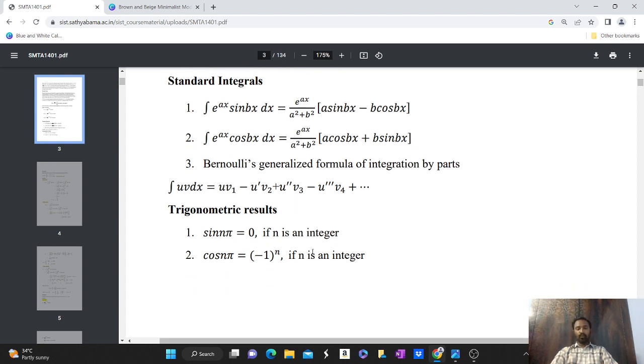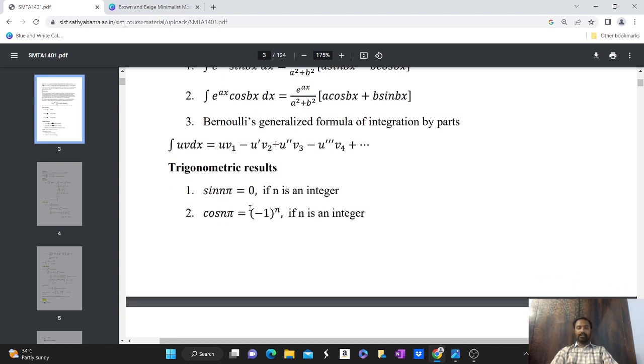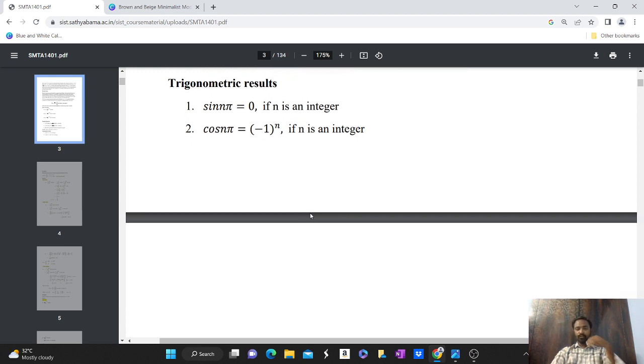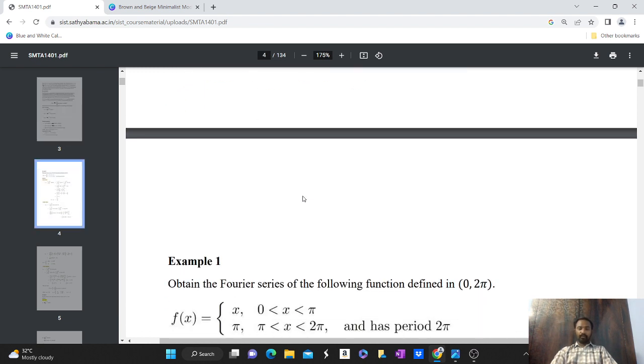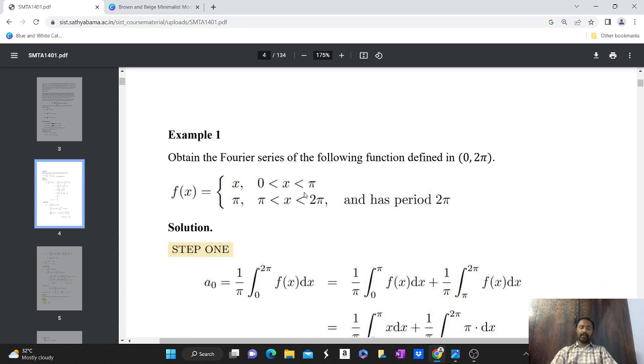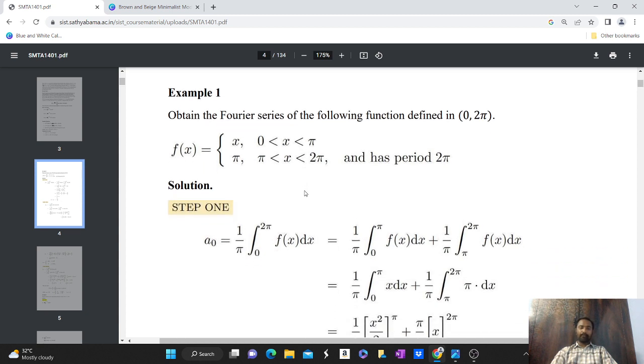As well as, you know that the value of sin n pi is equal to 0 if n is an integer, and cos n pi equals minus 1 power n if n is an integer. So you have to remember these trigonometric results to do the problems. Now we have to discuss one example.